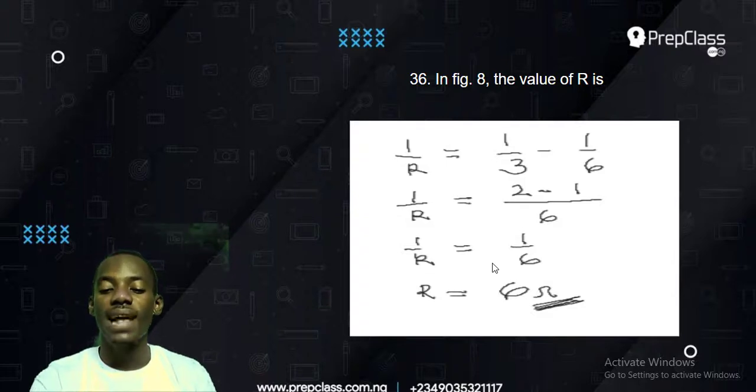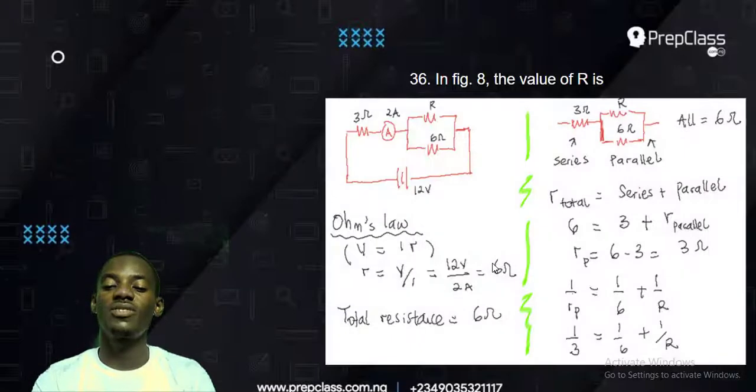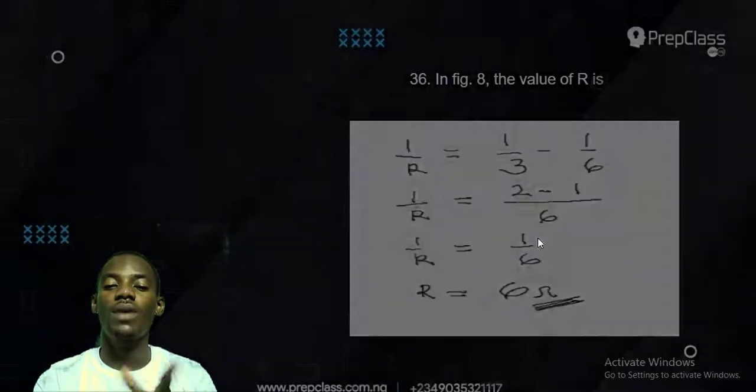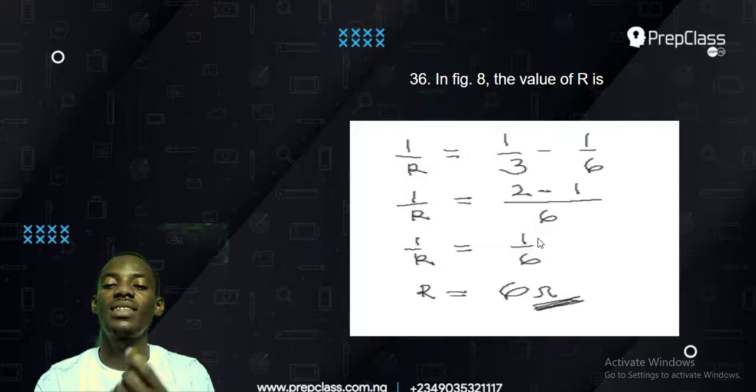So solving further, what I said was that I took that 1 over 6 to the other side of the 1 over 3, and it will become a minus. So my 1 over R for the baby is 1 over 3 minus 1 over 6. The LCM of 3 and 6 is 6. 6 divided by 3 is 2, times 1, that's 2. Minus 6 divided by 6 is 1, 1 times 1 is 1. 2 minus 1 is 1 over 6.